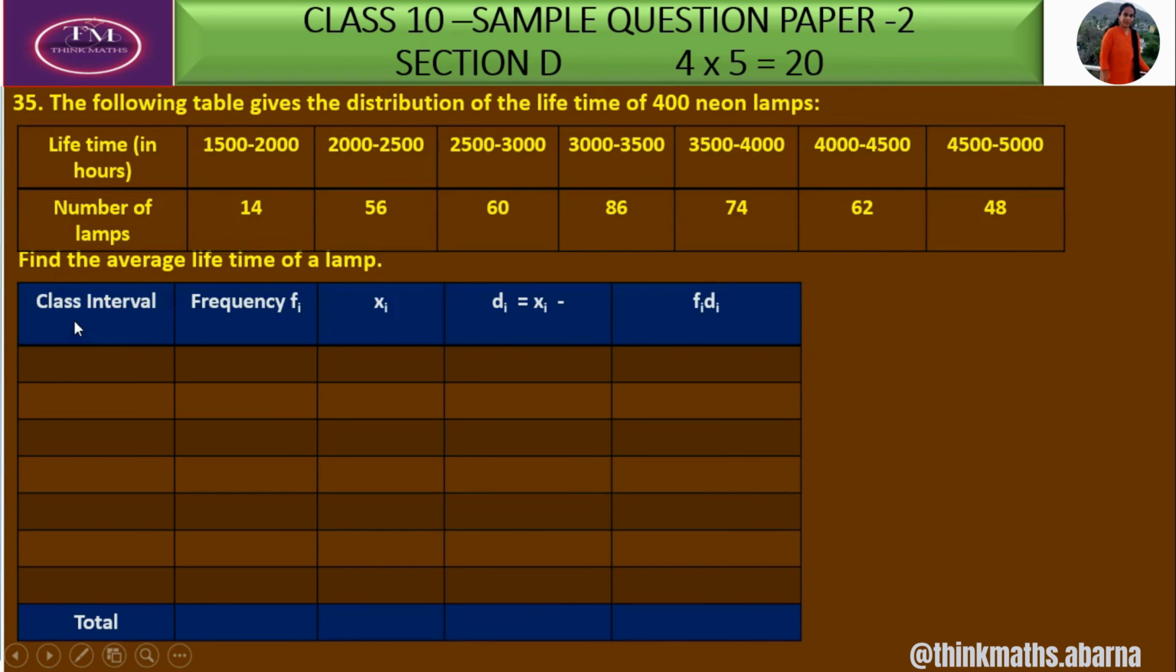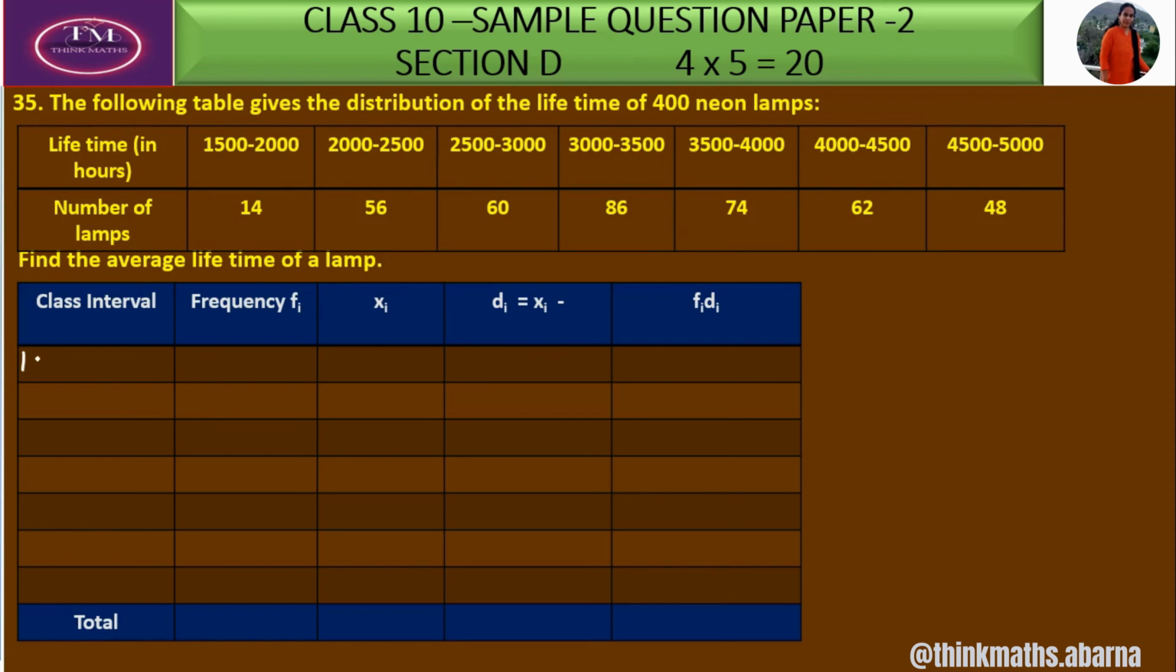For the assumed mean method, we need the class interval, the frequency, and we have to find the mid value of the class interval, which is nothing but xi, and we have to find the value of a, which is the assumed mean, and multiply the values of f and d. So we will get this table. Let us start writing the table.